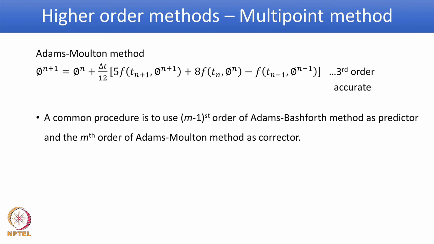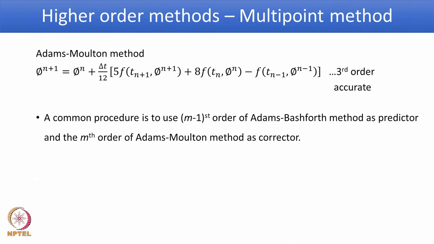So, you can actually construct like this to get any order of accuracy, multi-point level, explicit, implicit or a combination of both. A common procedure is to use the m minus 1 order Adams-Bashforth method as a predictor and the mth order Adams-Moulton method as a corrector. So, we have already seen the Adams-Bashforth method, 2 schemes, second order accurate and third order accurate, and the Adams-Moulton method, 1 scheme, third order accurate. So, you can combine both in the form of predictor as well as corrector methods.